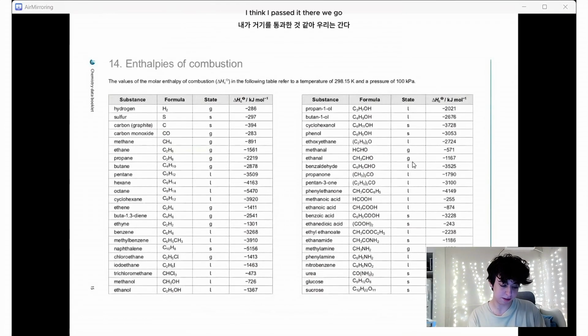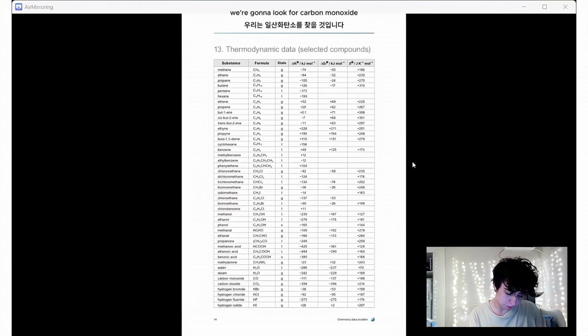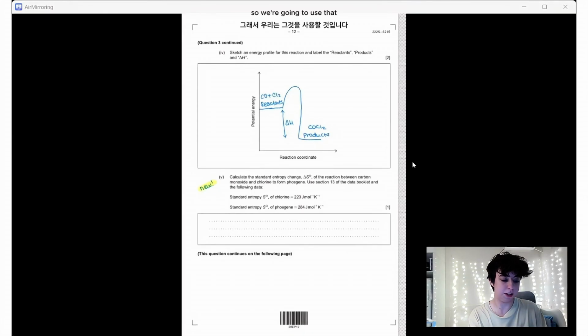I think I passed it. There we go. We're going to look for carbon monoxide, which is right there. We're going to go over to this last column, and I already lost it. There we go, carbon monoxide. So it is here. It is 198 for our entropy. So we're going to use that.